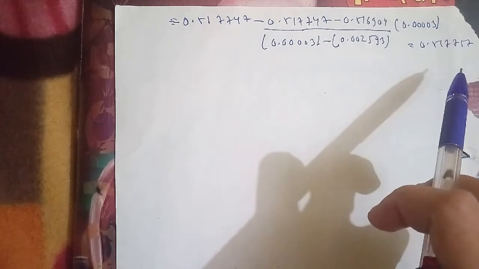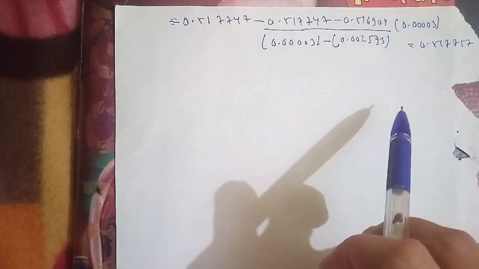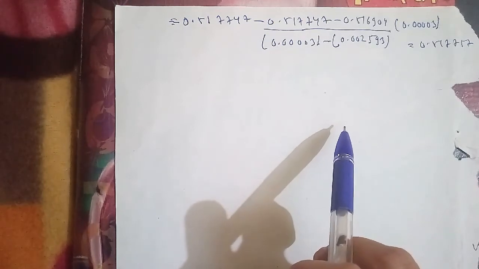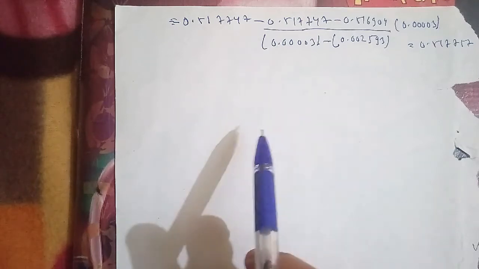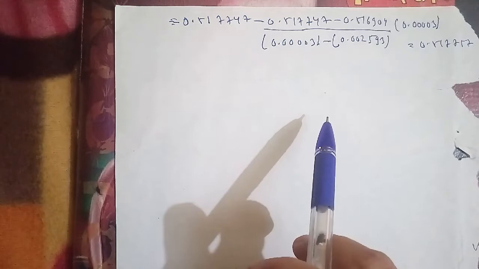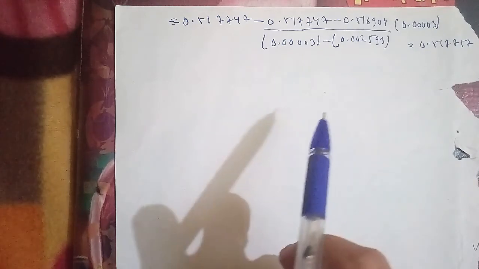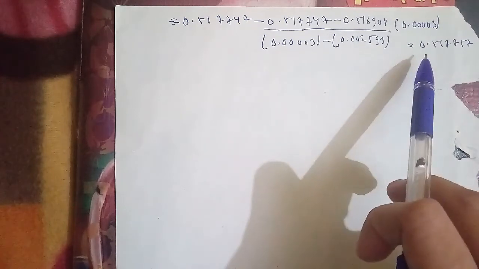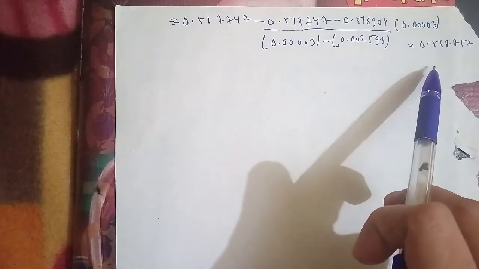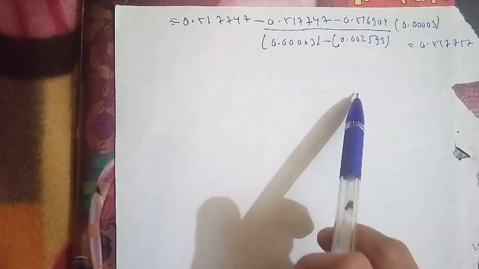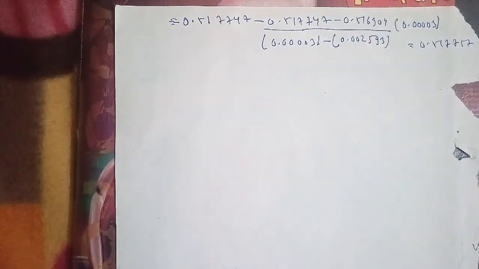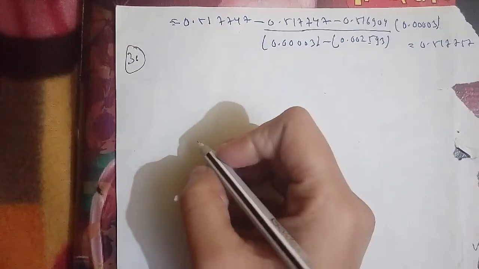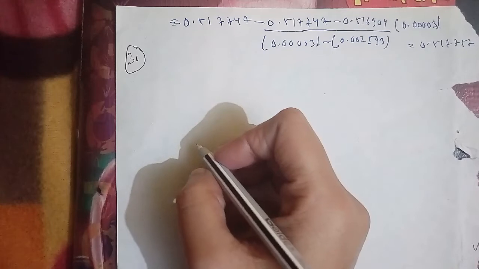Now we'll go ahead with another question, the 36th question of the session. Using the secant method, find the root of the equation x cubed minus 3x squared plus x plus 1 equals 0. This is the question here.